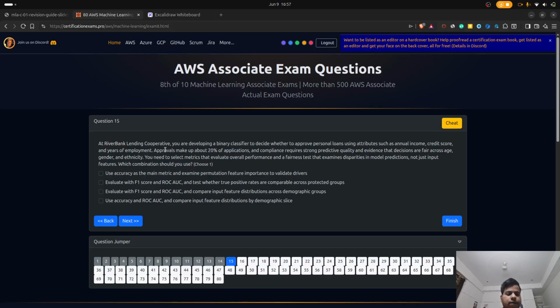At Riverbank Lending Cooperative, you are developing a binary classifier to decide whether to approve personal loans using attributes such as annual income, credit score, and years of employment. Approvals make up about 20% of the applications. Compliance requires strong predictive quality and evidence that decisions are fair across age, gender, and ethnicity.